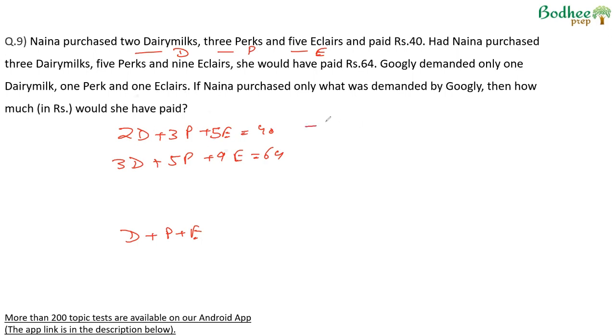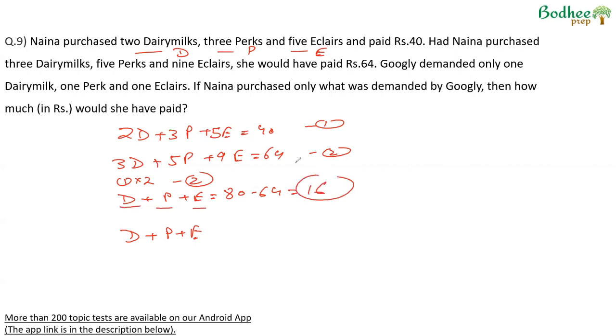So what we do is, if this is equation 1, we multiply 1 by 2. If this is equation 2, we subtract 2 from here. 2 2s are 4 minus 3, we will get D. 3 2s are 6 minus 5, we will get P. 2 5s are 10 minus 9, we will get E. This will be equal to 4 2s are 80 minus 64, which is 16. So the price of 1 dairy milk, 1 perk, and 1 eclair is nothing but 16 rupees.